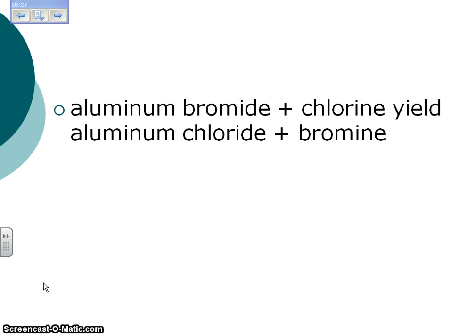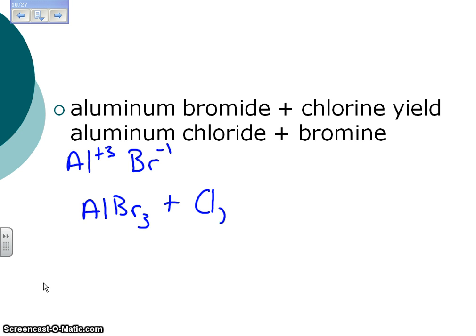We have aluminum bromide. So aluminum has a +3 charge based on its position in the periodic table. Bromide, or bromine, has a -1 charge. Least common multiple of Al and Br would be 3. So we need 1 aluminum and 3 bromines. Plus chlorine. Chlorine is one of those 7 diatomics, so whenever we see chlorine, we need to write it as a diatomic, Cl2.